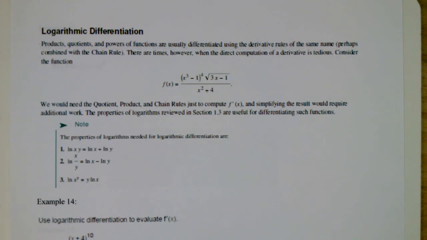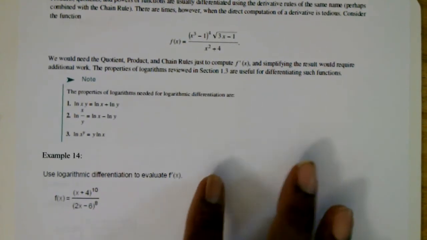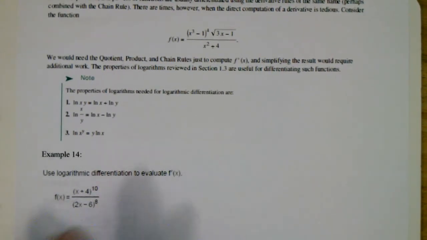So now we're going to introduce the properties of logarithms that we talked about back in section 1.3. They are useful in the differentiation of such functions. So these are the 3 properties of logarithms, which were talked about in section 1.3. And pretty much if you've had college algebra, you should be familiar with those 3 different rules: the product rule, the quotient rule, and the power rule. So in this case here, the first one for logarithmic differentiation is this.